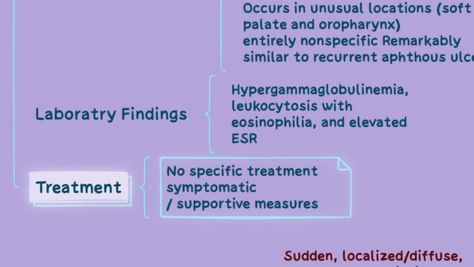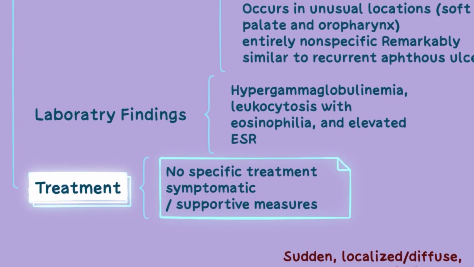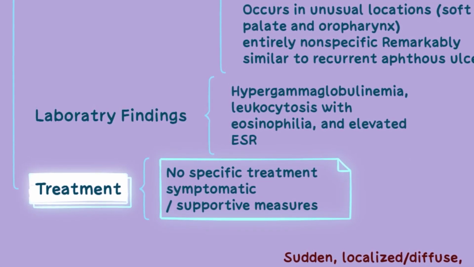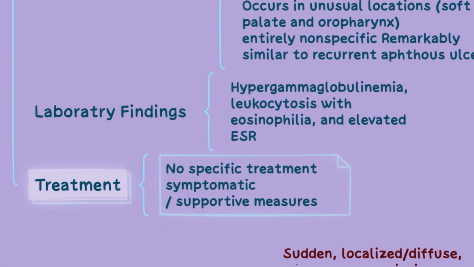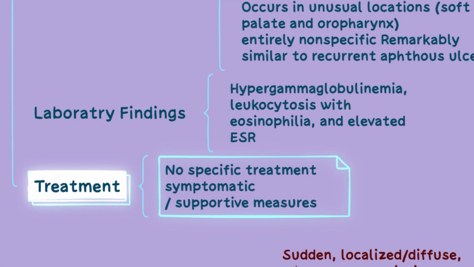There is no specific cure for Behçet's syndrome, and treatment mainly focuses on managing the symptoms and providing supportive care. Medications such as corticosteroids and immunosuppressive drugs may be used to control the inflammation and reduce the severity of symptoms.